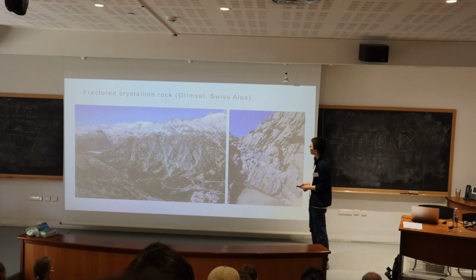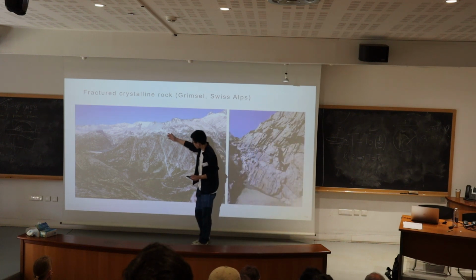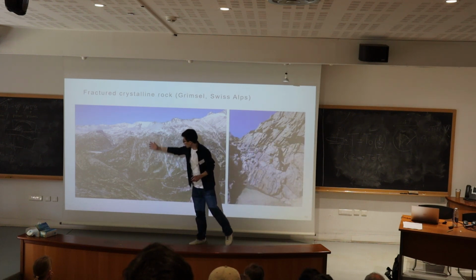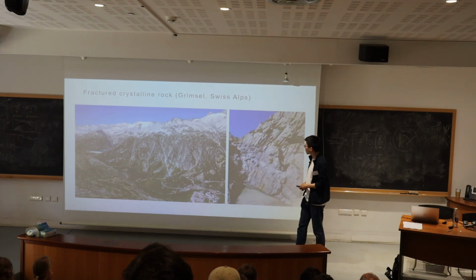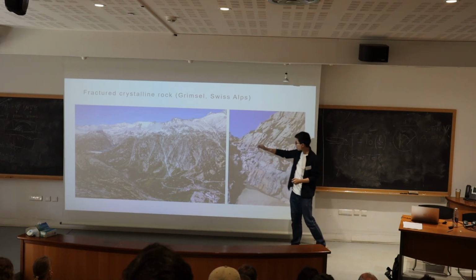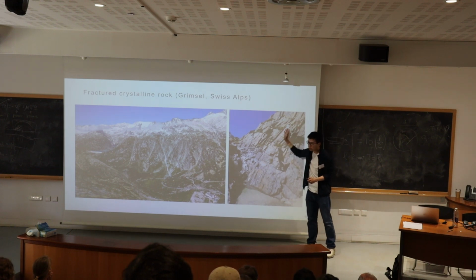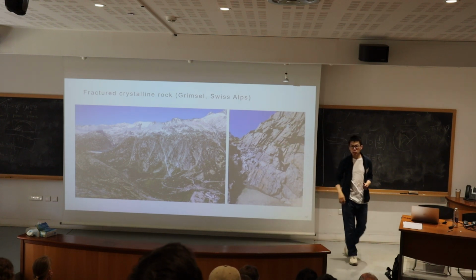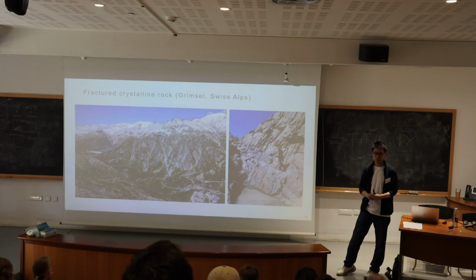So this is how the crystalline rock looks on the ground surface, where we can see a lot of faults which are characterizing the rock mass. And if we go into one of the fault zones, for example this one, we also see a lot of fractures. So basically, faults and fractures are everywhere in the rock mass.